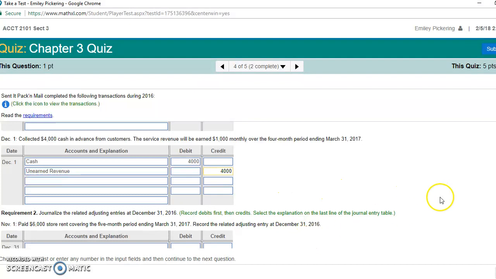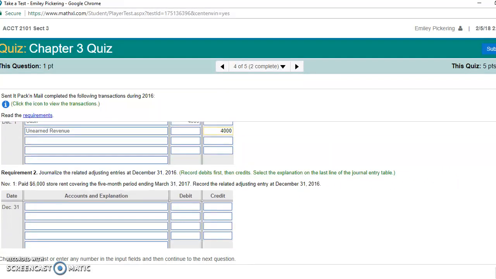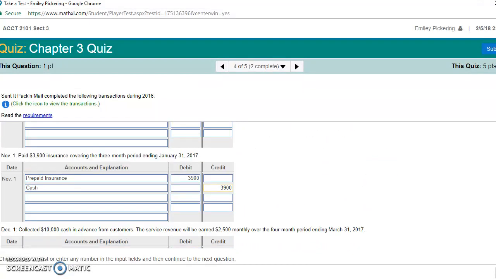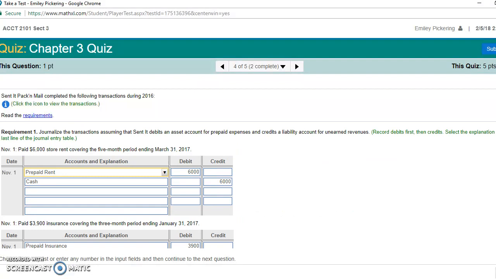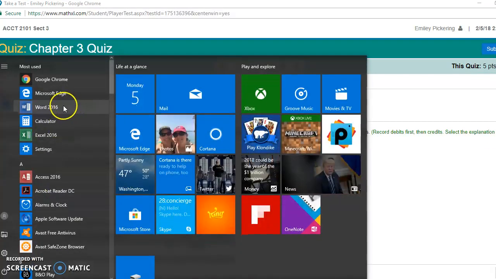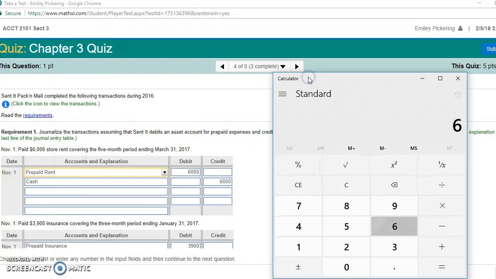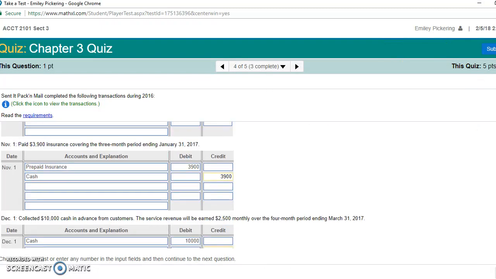Okay, so then we need to go ahead and journalize the related entries. So let's go back to the first one. So the first one was we had prepaid rent as of November 1st. Well, it's December 31st, so we've used 2 months worth. So 6,000 divided by the 5 months, so 1,200 a month times 2 months that we just used. So we have 2,400.